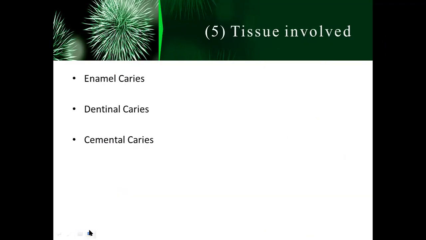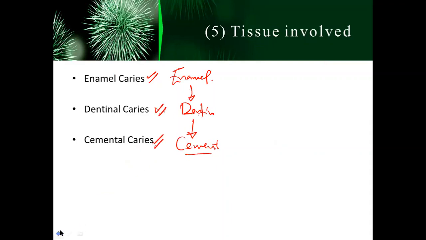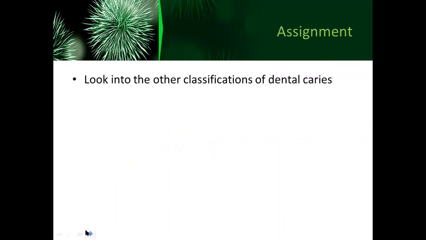Then after that, another classification is based on which tissue is involved, and I think I showed you the different types here. We have enamel caries, if it is the enamel which is affected. When it progresses, we can have dentin caries, and caries can even get to the cementum, okay? The cement region of the roots of the teeth. Okay, so this is just based on which tissue is affected. Okay, I think I've talked about those five, and I listed so many. You can go and read more on the other ones and appreciate them.